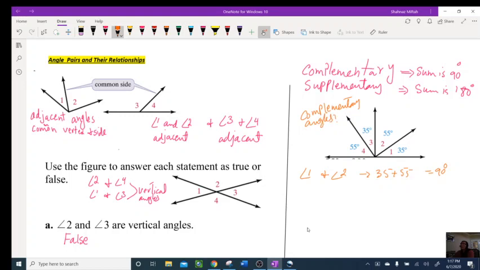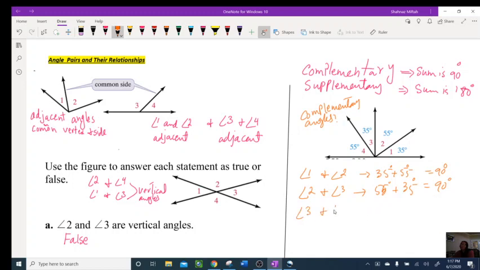Okay, question mark. Now angle 2 and 3 will add up. Angle 2 is 55 degrees. 55 plus 35 degrees will give me 90. Okay, then we have 3 and 4.